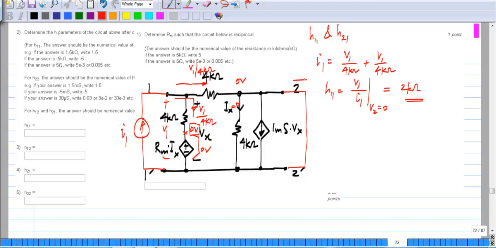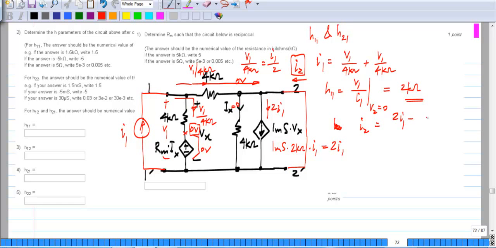Now as far as I2 is concerned, this is I2. So we have already determined that V1 is I1 times 2 kilo ohms. So this current source here is 1 millisiemens times 2 kilo ohms times I1, or 2 times I1. So we have 2 I1 over there and V1 by 4 kilo ohms, which is equal to I1 by 2 over there. So the net current I2 is given by 2I1 minus I1 by 2, which is 1.5 I1.